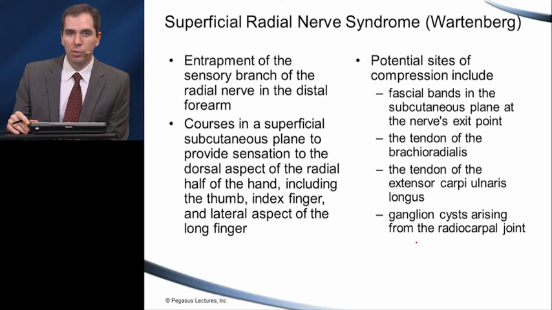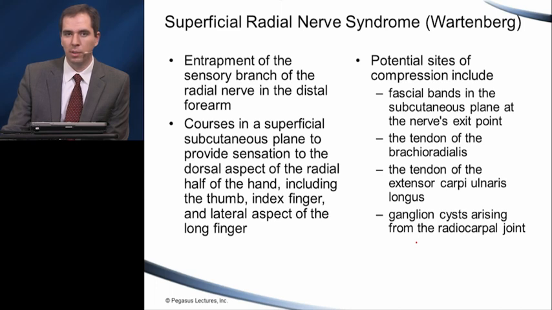Superficial radial nerve syndrome is caused by entrapment of the sensory branch of the radial nerve in the distal forearm. It courses in a superficial subcutaneous plane to provide sensory innervation to the radial half of the hand, which we've gone over before. Basically the thumb through the radial aspect of the ring finger.